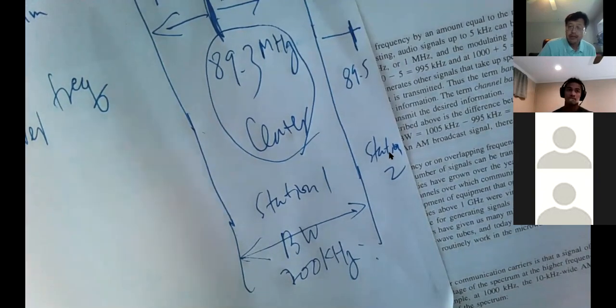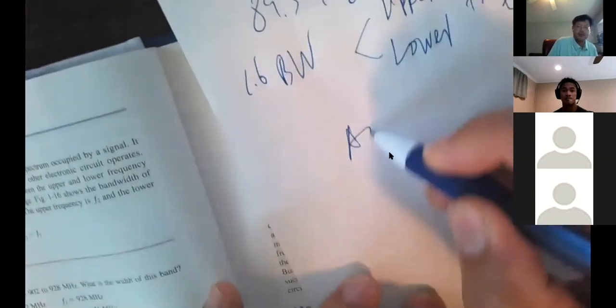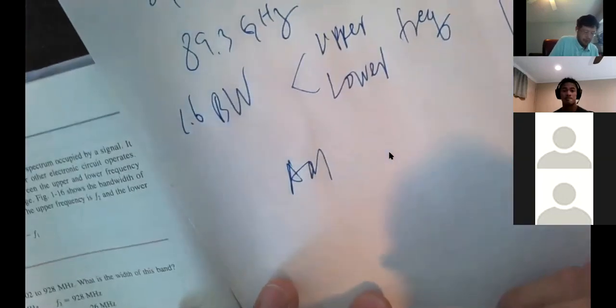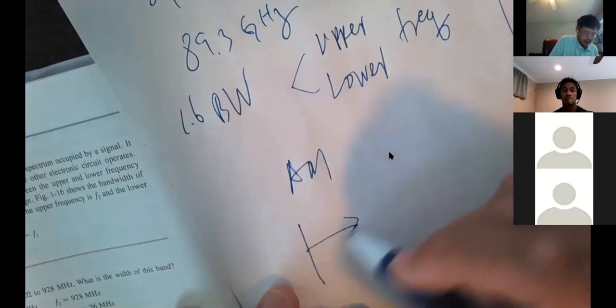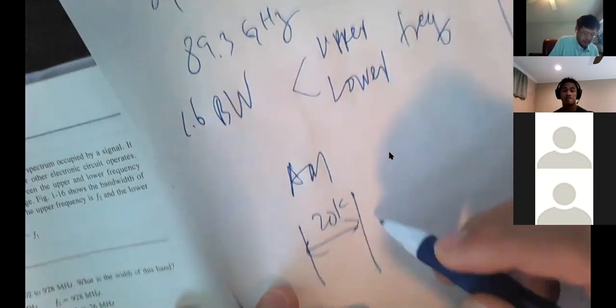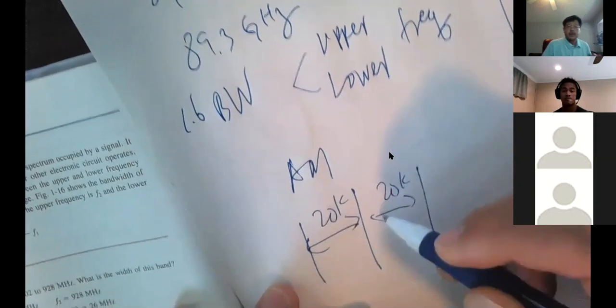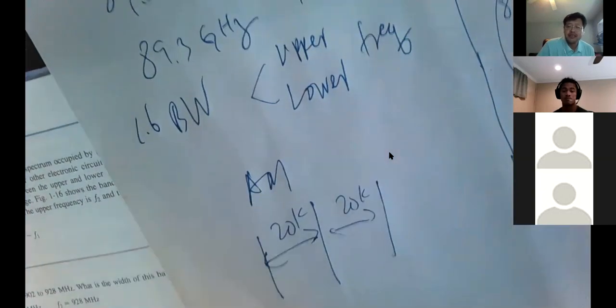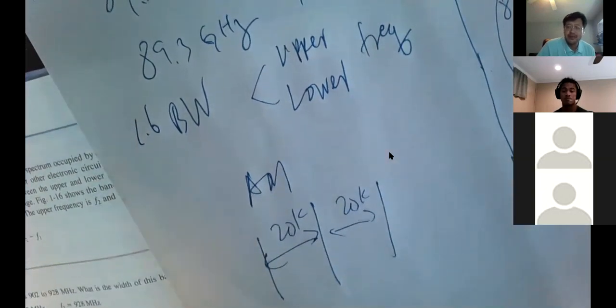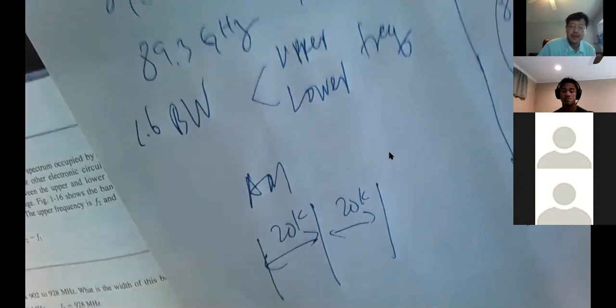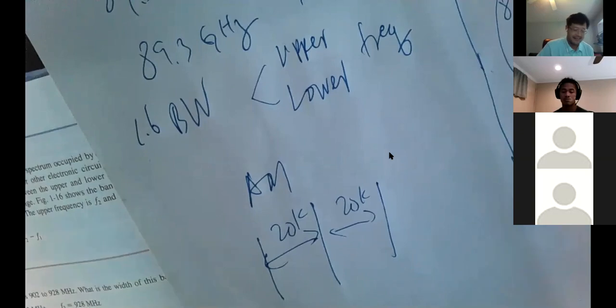This is the bandwidth for FM stations. How about AM stations? What is the bandwidth when you listen to AM? 20K. So the AM stations are much closer to each other. The bandwidth for each AM station is only 20K.